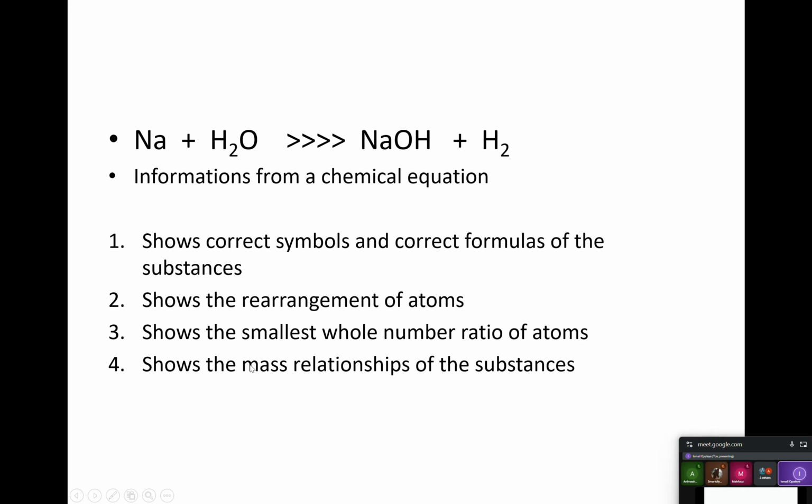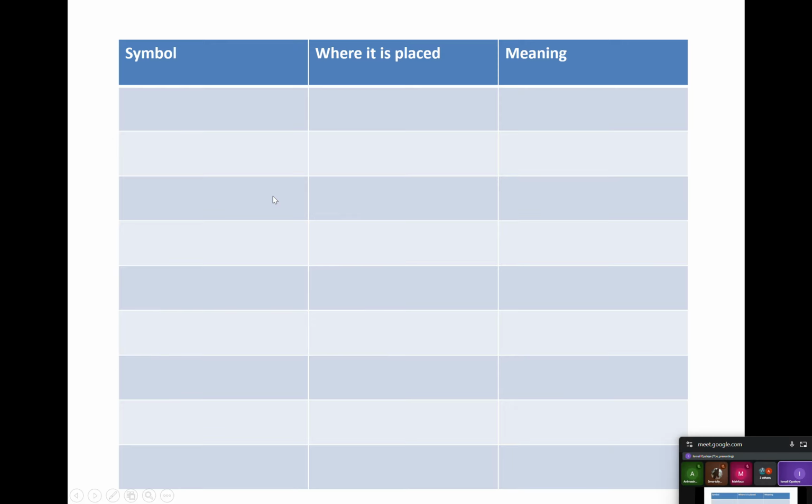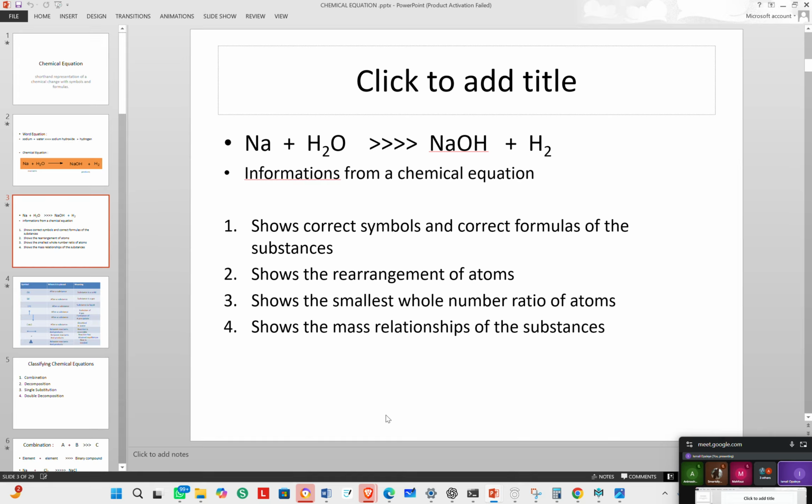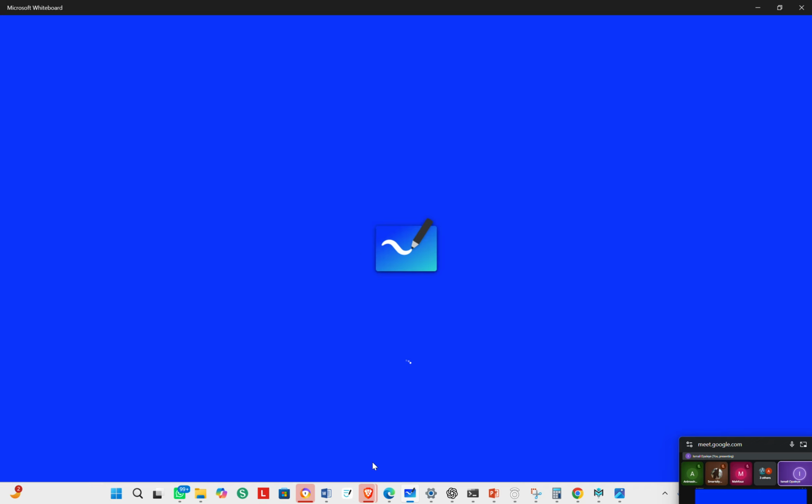So it also shows the mass relationships of the substances. Yes, we are going to see that as we progress. Okay, let's write some equation here so that we can better understand what I'm trying to say there.